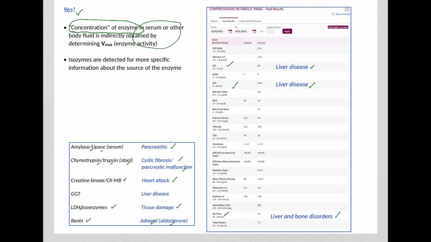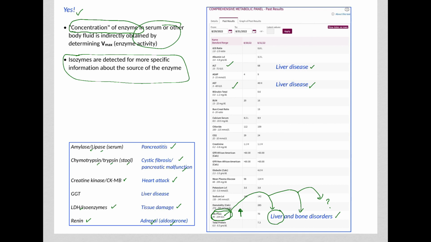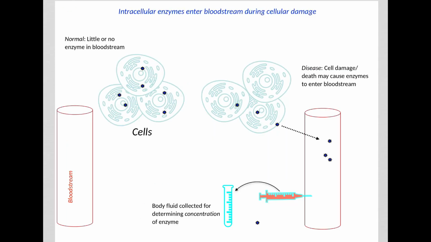So if the concentration of the enzyme is increased, so for example, if alkaline phosphatase concentration is elevated, then the next thing we can do is we can detect using isoenzyme analysis where this alkaline phosphatase is coming from. Is it coming from the liver, or is it coming from bone, or is it coming from somewhere else in the body? So what's the rationale for measuring enzymes in body fluids such as blood and serum?